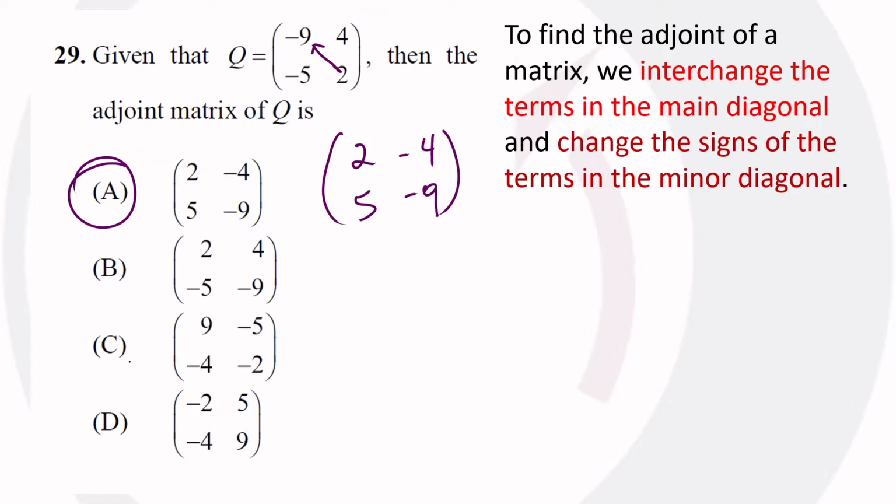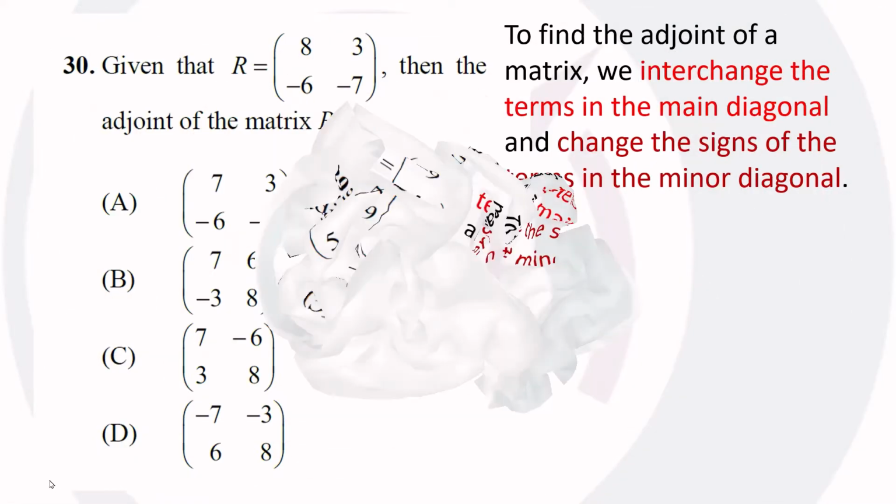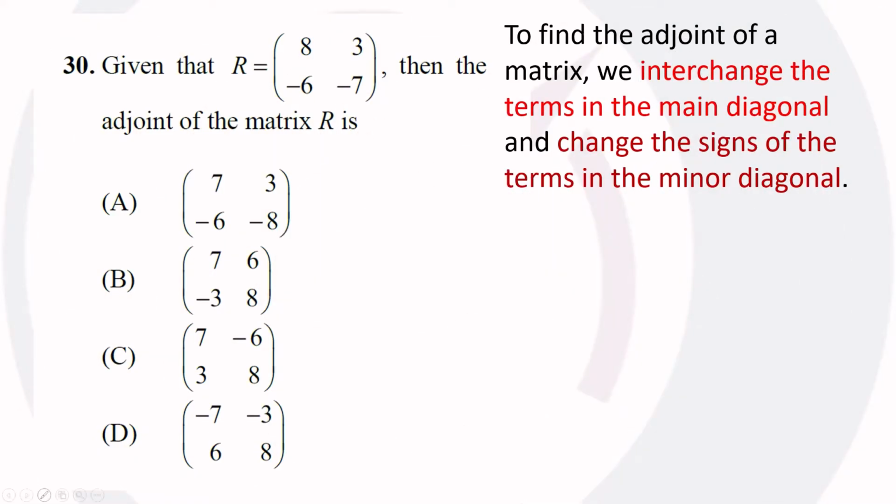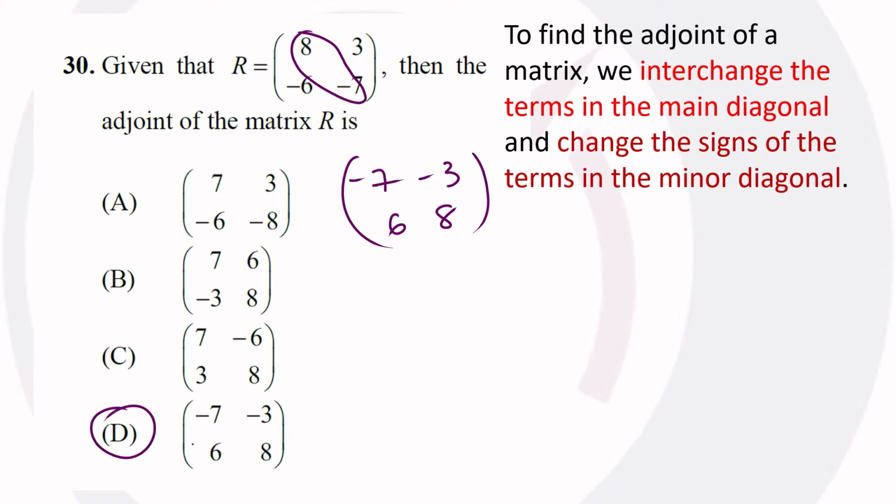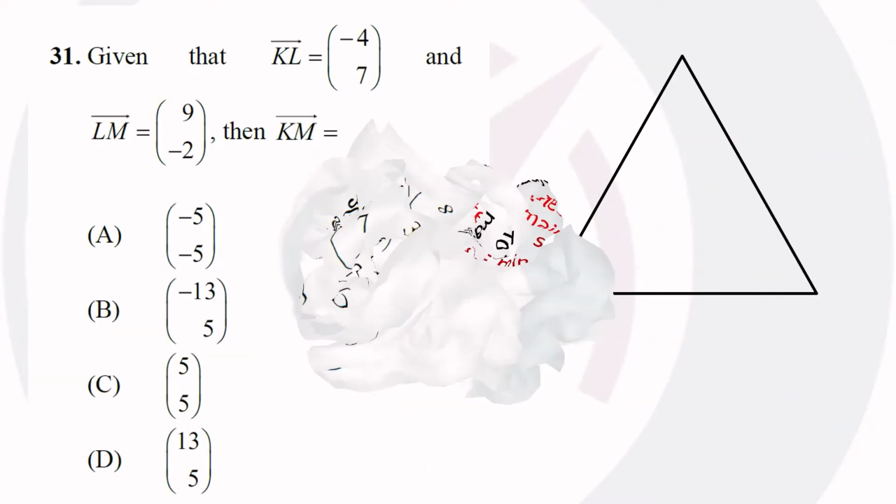Alright. Let's look at number 30. We find the adjoint where we interchange the terms in the main diagonal. So we have negative 7, positive 8, and then we change the sign of the minor diagonal. So we have negative 3 and positive 6. And which one matches? D. D matches. Alright, let's look at question 31.